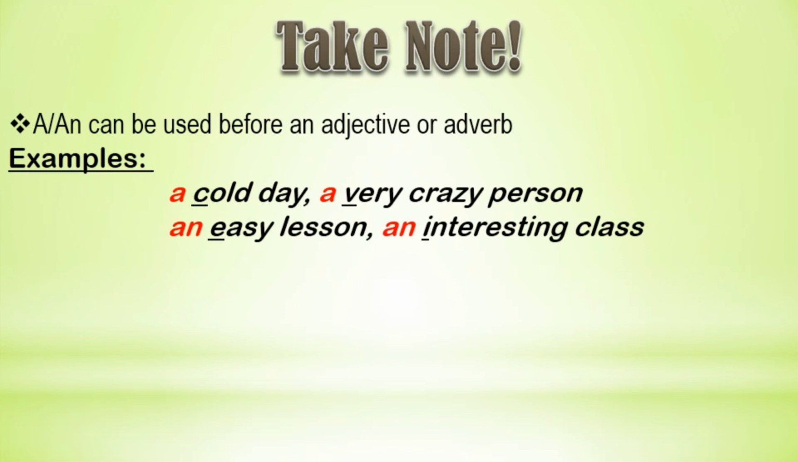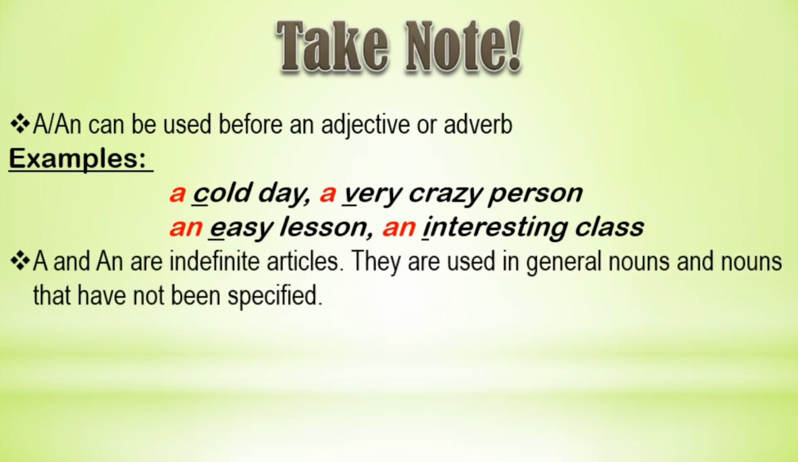So a cold day, we have there the word cold, that is an example of an adjective. Same with easy and interesting. So those are examples of what we call adjectives or describing words. And for the adverb, we have there the word very. So please take note that we can use A or N before an adjective or an adverb. But please do remember to take a look whether the start of that word is a consonant sound or a vowel sound.